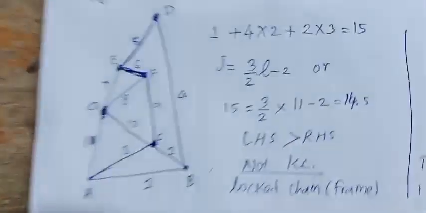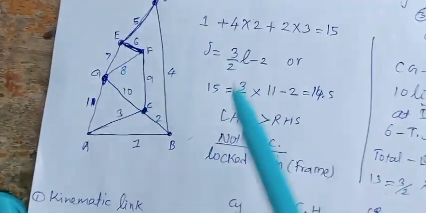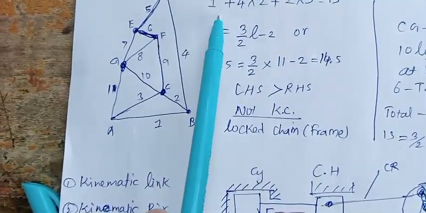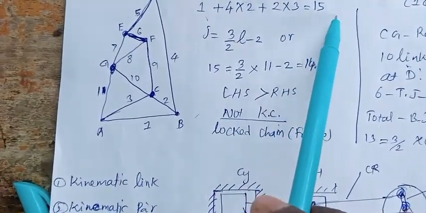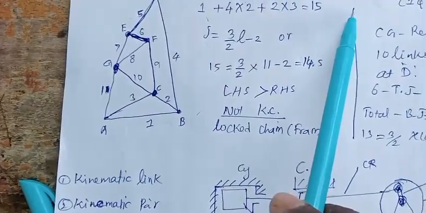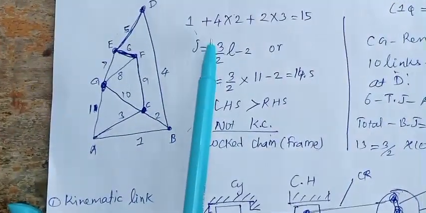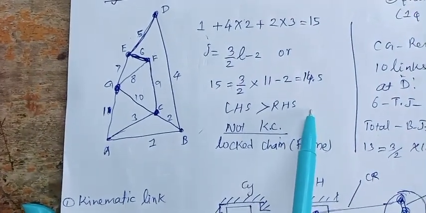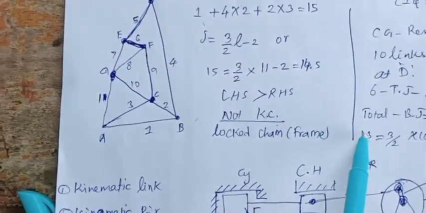Now we go for a problem. Here is a structure, an arrangement of links. Here the number of binary joints is 1, and the number of ternary and quaternary joints are also counted. So the total number of links equal to 15, joints equal to 15. So the formula is J equal to 3 by 2 L minus 2. So we got left hand side greater than right hand side. It's not a kinematic chain, it's a locked framework structure.